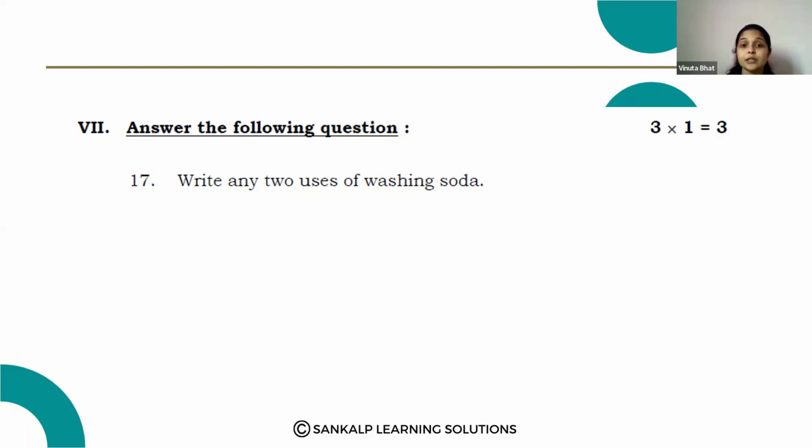17th question. Write any 2 uses of washing soda. Washing soda is used to remove the permanent hardness of water. It is also used for domestic cleansing action, as a cleanser for domestic purposes. Those are the uses of washing soda.